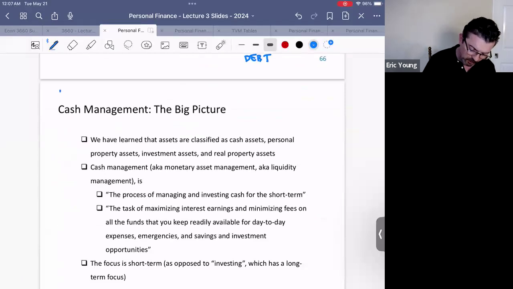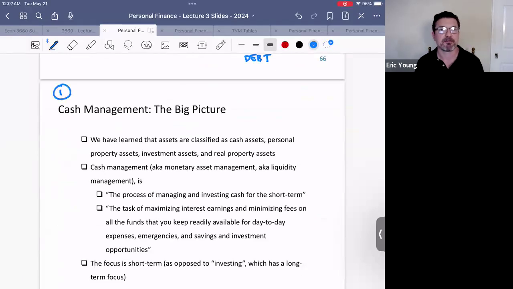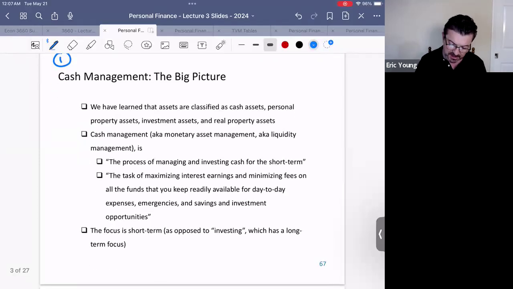So let's start off with cash management, and then we'll go later to credit and debt management. So we know that from the balance sheet, assets can be classified as either cash assets or liquid assets, personal property possession assets, investment assets, and real property like a house asset. Cash management is a very important subset of our second bucket. That is the idea of using your money smartly, wisely, prudently on a day-to-day basis.